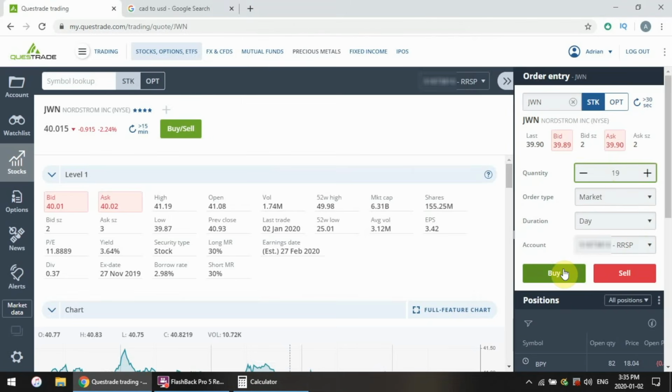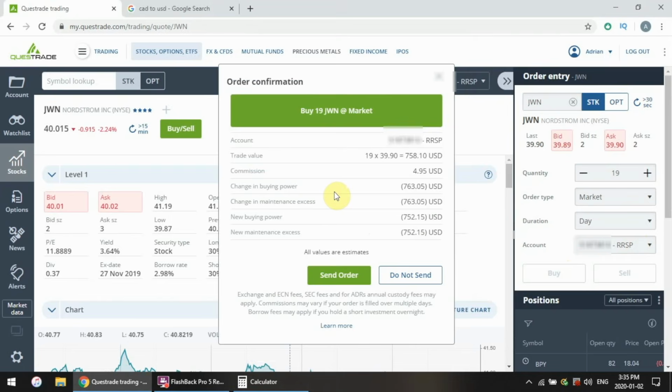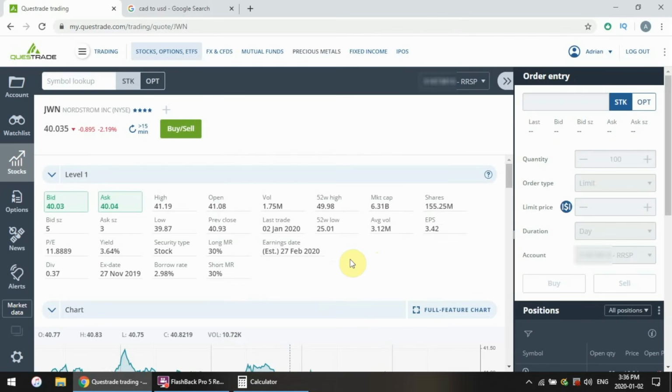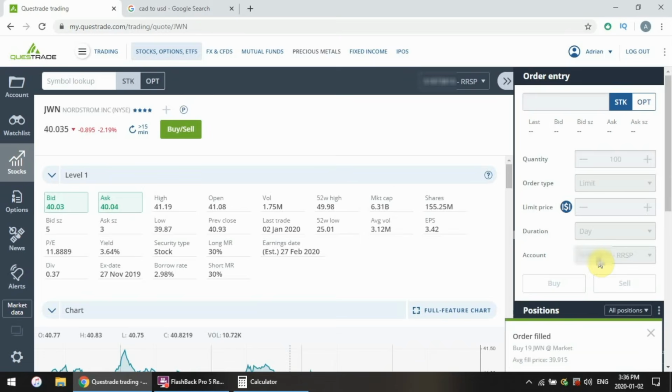Let's click buy. This takes me to the confirmation window. And let's confirm these amounts. I want to buy 19 shares of Nordstrom at market price. In my RRSP account, it will cost me $758 US to make this trade. Plus, it will cost me a $5 US commission fee. You can see that these values are in brackets. That means negative. I click send order, and I see a pop-up confirming that my order was filled.